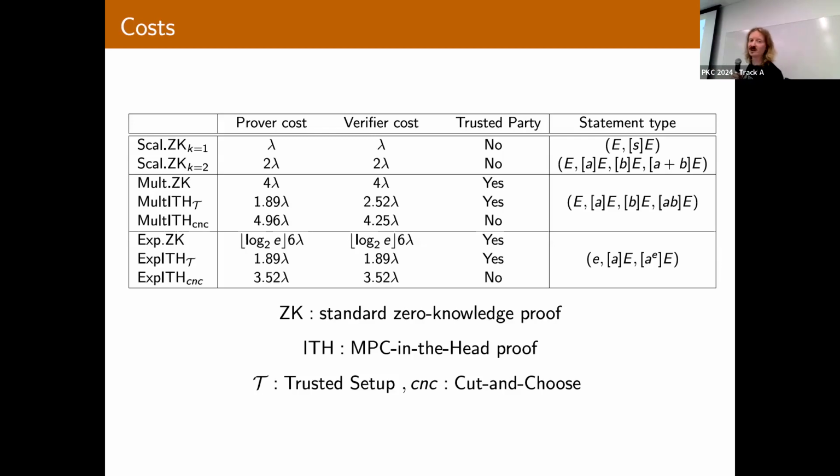If you want to remove the trusted setup, this becomes a bit more expensive because we also have to prove that the trusted tuples are correctly computed, or the non-trusted tuples in this case, and then we get something like 4 to 5 lambda, or 3.5 lambda in the exponentiation case. And this is more expensive, but it's still in the realm of usability.